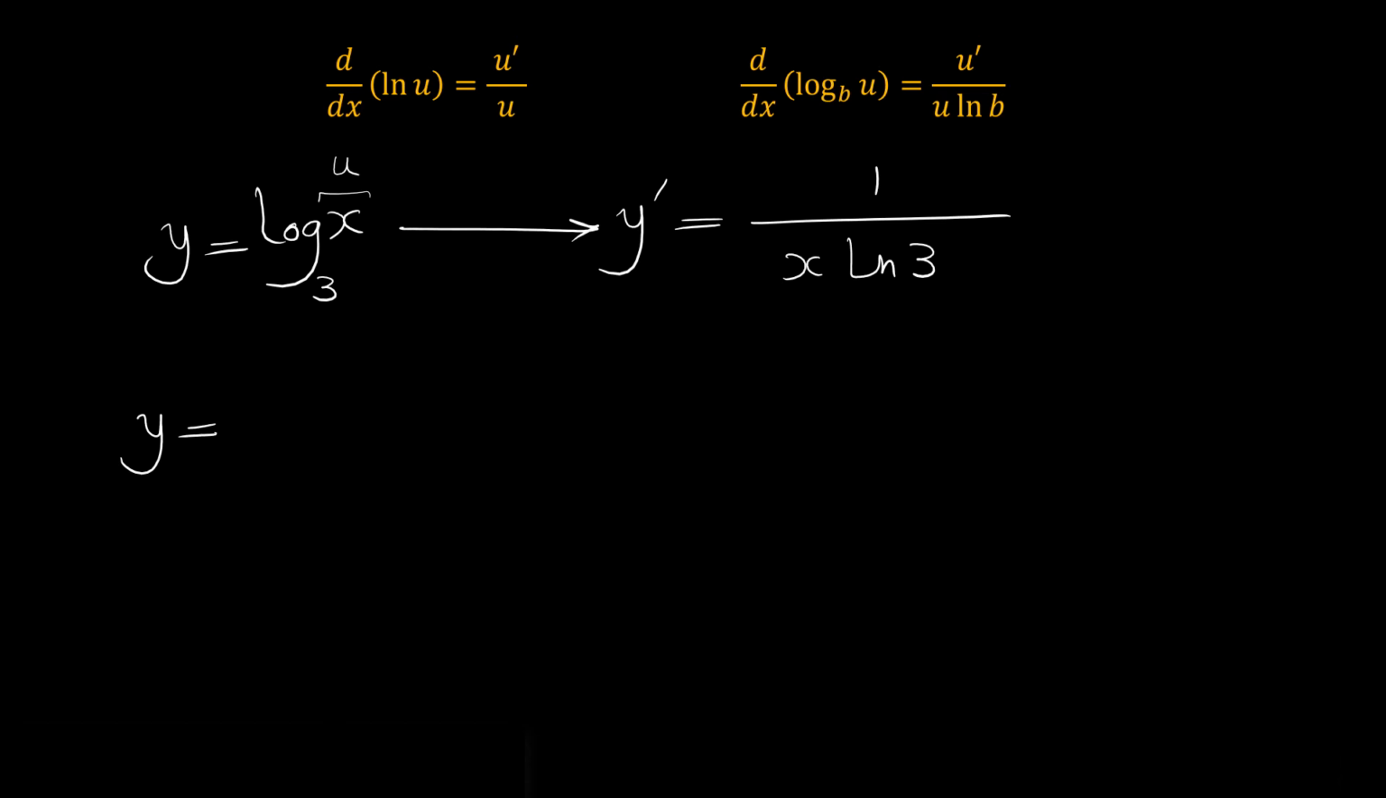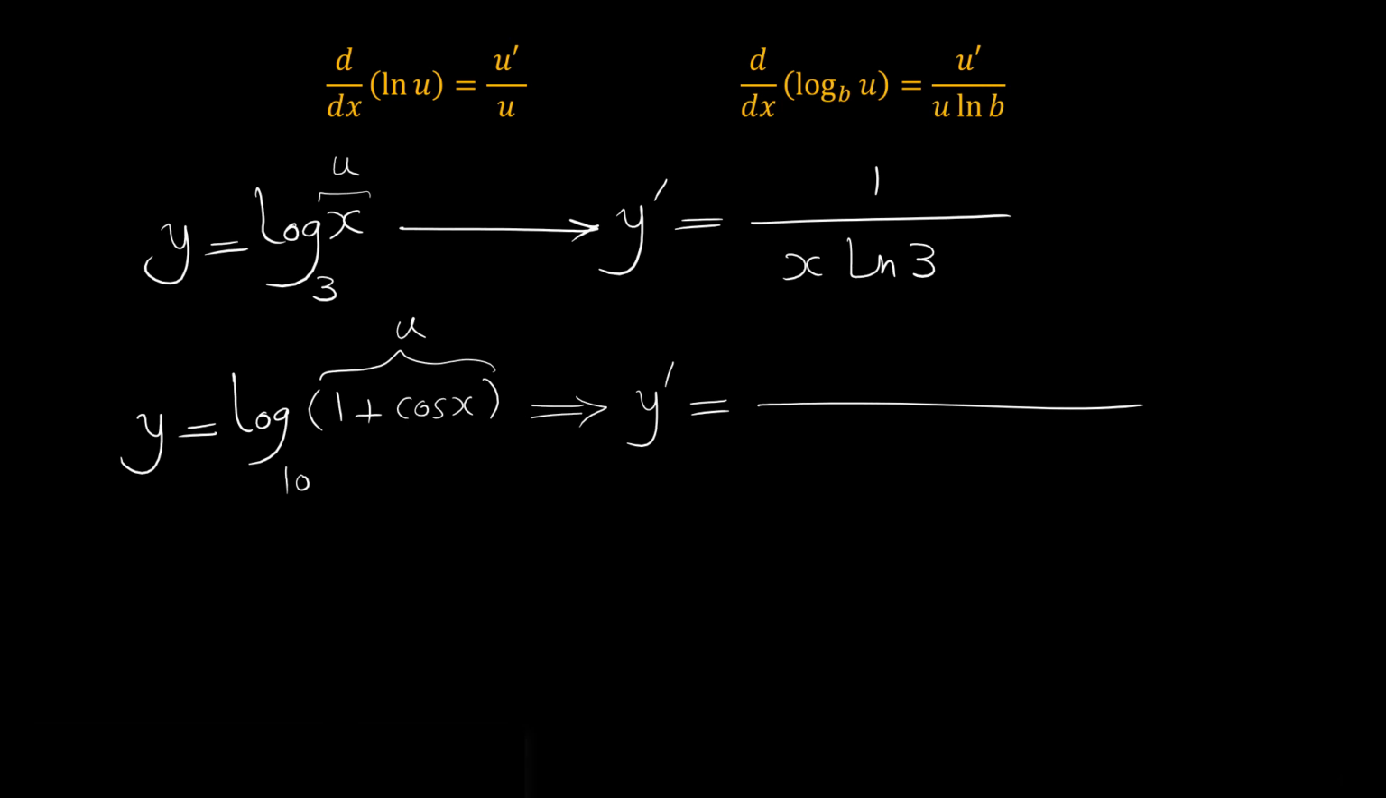Let's try another example. Log of 1 plus cosine of x in the base 10. In this example, 1 plus cosine of x is u and the base is 10. And so y prime is, we have to write u in denominator times by ln of base, which is 10, and in numerator we have u prime.